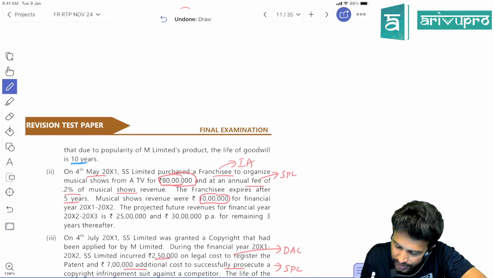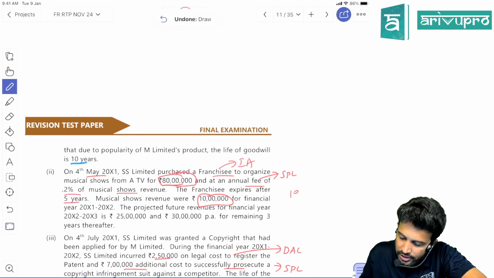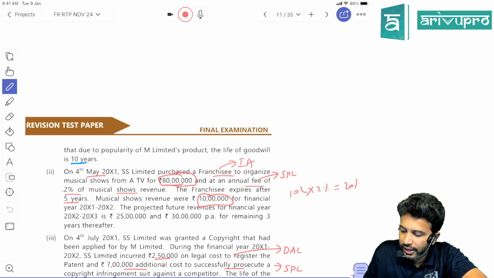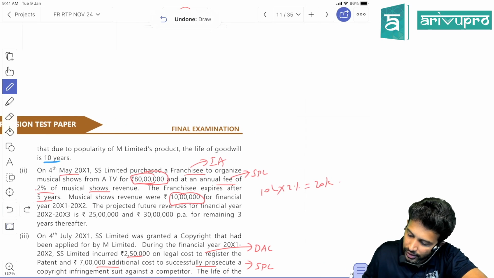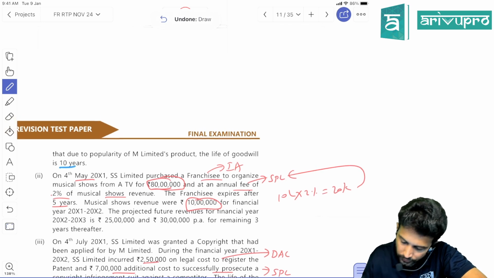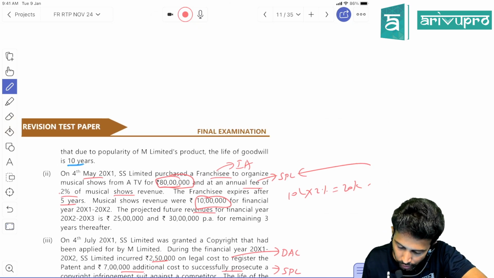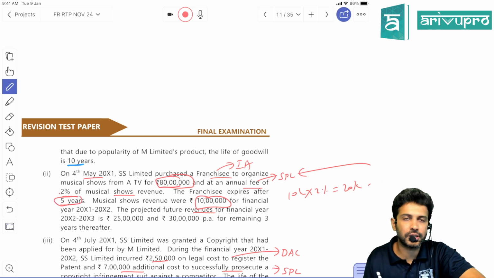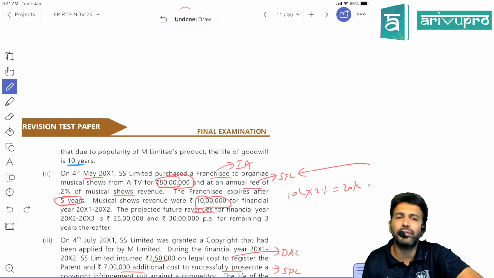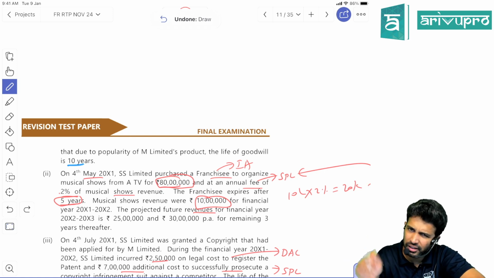So the annual revenue you got in the current year is 10 lakh. So 2% of 10 lakh, which is 20,000, will be transferred to the SPL account. Alright. The franchisee expires after 5 years, so this 80 lakh you have to amortize over 5 years. Residual value is not given, so it is 0.